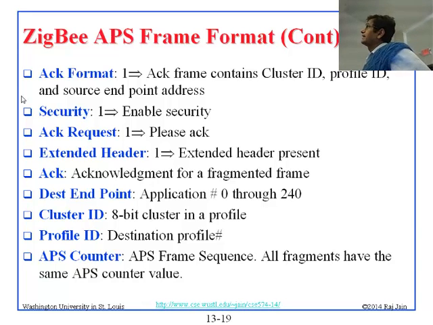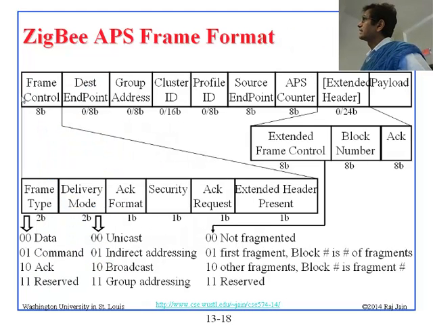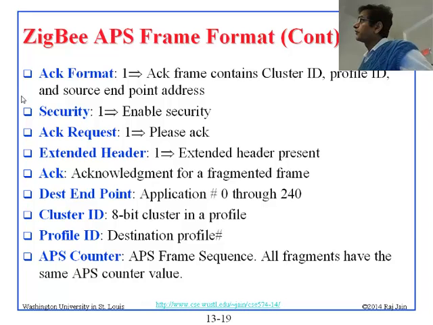ACK format, as I said, one means all of this are present. One means security, one means enable security. ACK request, please ACK. External header is present. ACK acknowledgement for a fragmented frame. That was the last field here, ACK. This is the acknowledgement for a fragmented frame that I got your fragment number 5. Destination endpoint is that application. Cluster ID, profile ID, as we talked about.